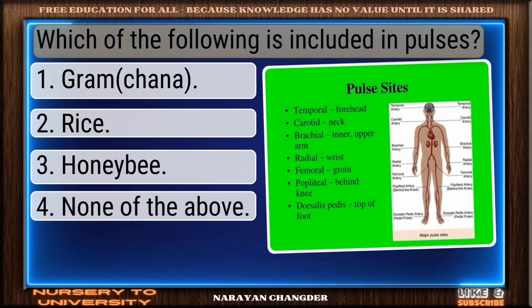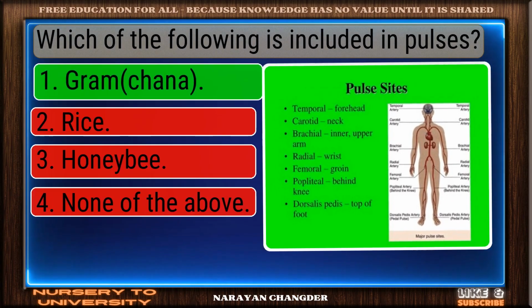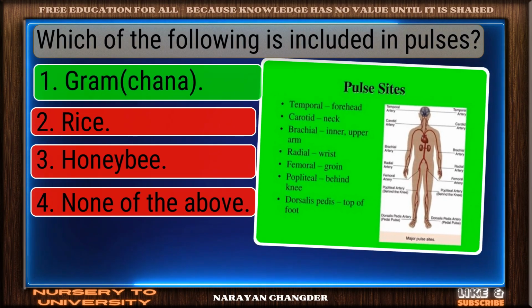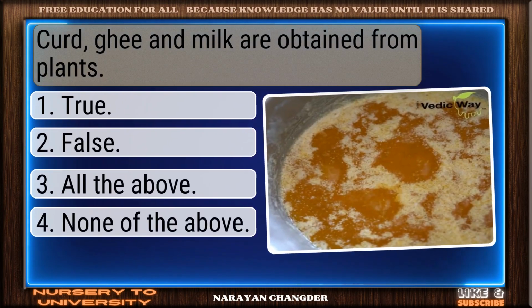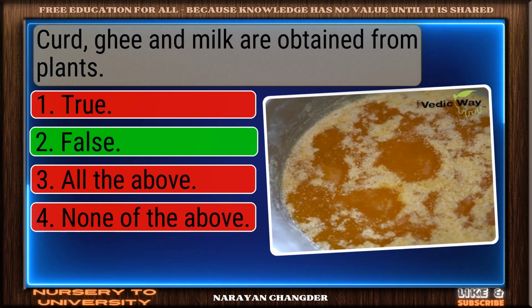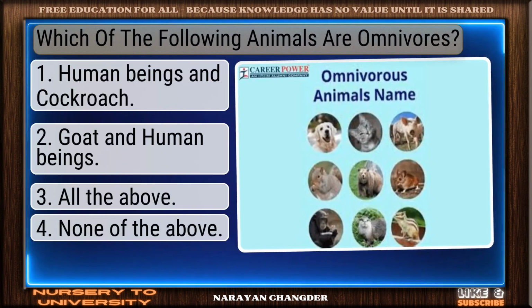Which of the following is included in pulses? Well picked. Gram is the correct answer. Curd, ghee, and milk are obtained from plants. Good thinking. False is the right answer.